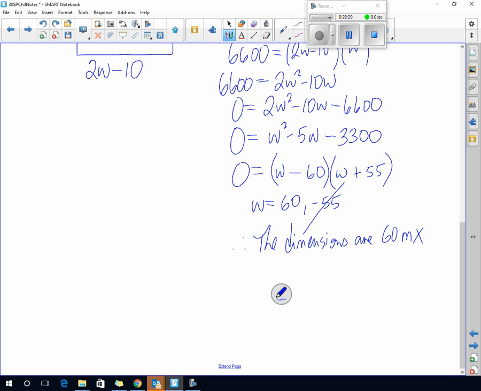Does anybody know how big a lacrosse field is? Anybody play lacrosse? Yeah.